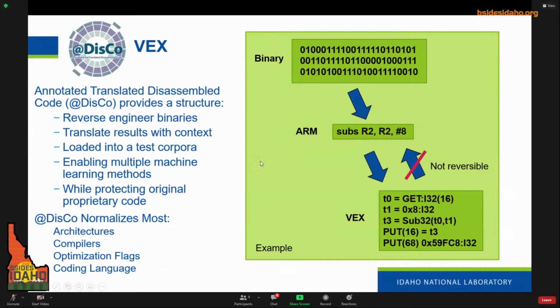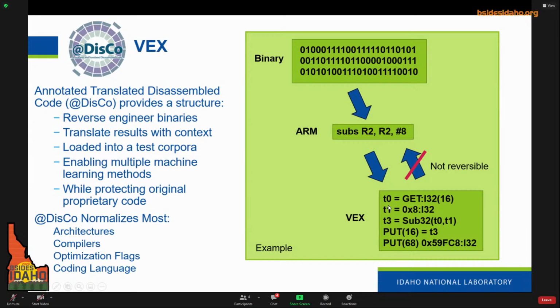So, more examples on VEX. Binary looks like this. If you reverse engineer it for a specific platform, it's going to look like this. There's an example of that piece of binary if it was going to be for an ARM processor. But then we can translate it into VEX and get things that look like commands.